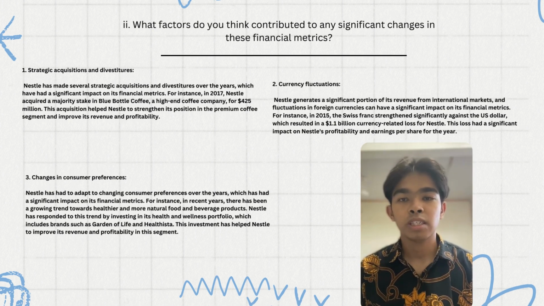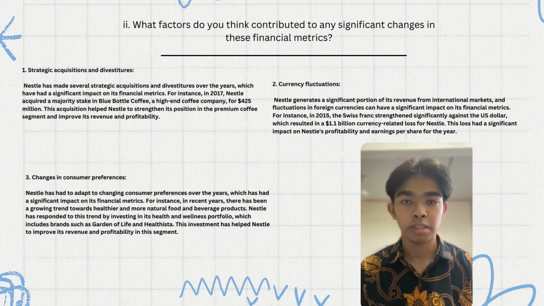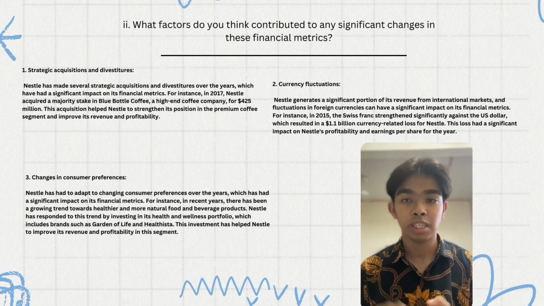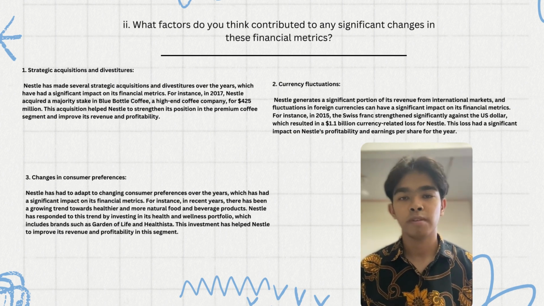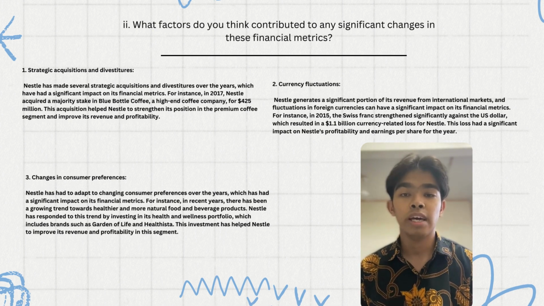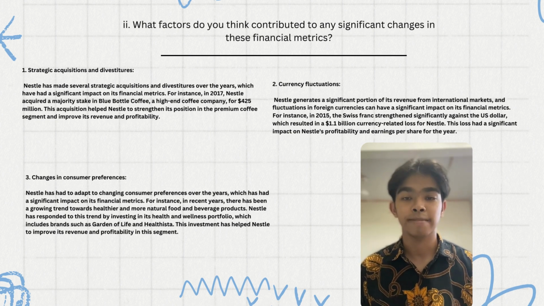Next, currency fluctuation. Nestle generates a significant portion of its revenue from international market, and fluctuation in foreign currency can have a significant impact on its financial metrics. For instance, in 2015, the Swiss franc strengthened significantly against the US dollar, which resulted in a $1.1 billion currency-related loss for Nestle. This loss had a significant impact on Nestle profitability and earnings per share for the year.